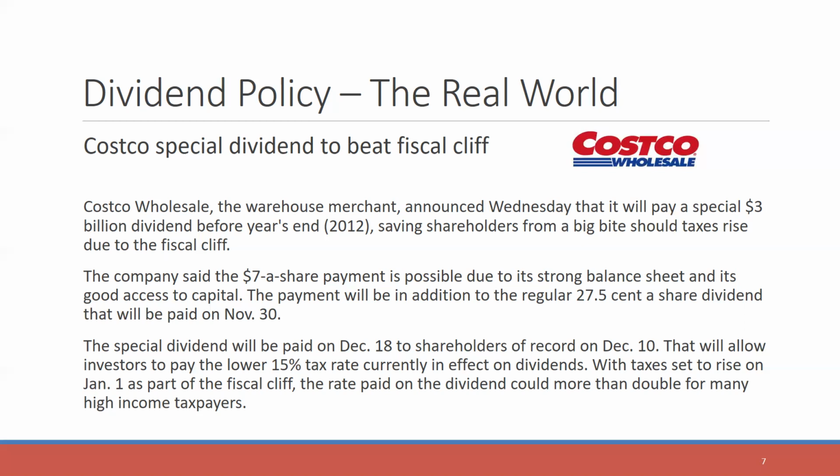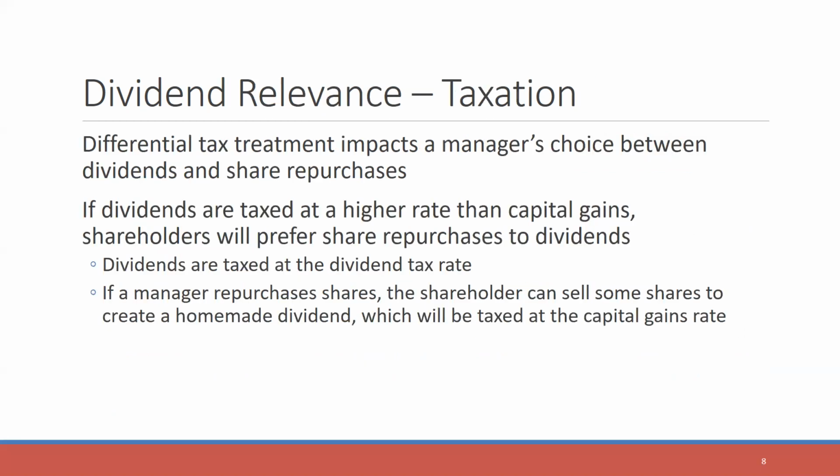Hopefully what we can learn from this example is that dividends do affect the way that firms behave. And a lot of that behavior operates through these tax implications. Different investors have different tax preferences, such that even in the presence of rates rising, we observe a company speeding up a large special dividend. Dividend relevance and taxation: differential tax treatments impact a manager's choice between dividends and share repurchases.